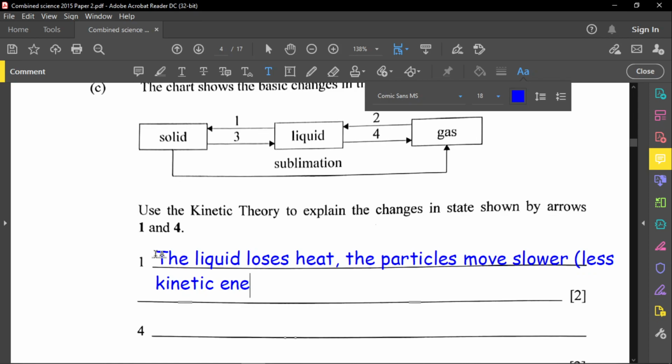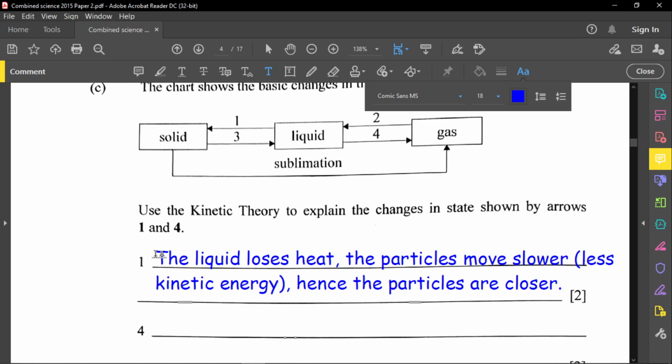As a result, the particles move closer. Hence the particles come closer, so the particles are closer to each other. Then the particles are closer together, and that's how the solid is formed.